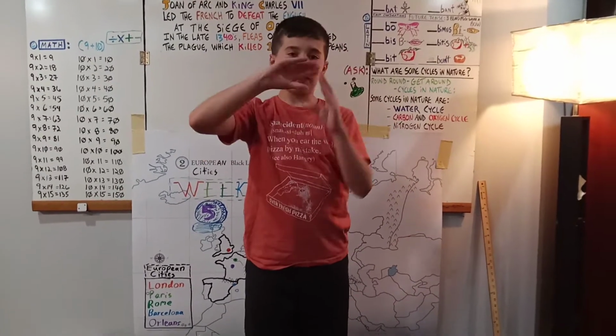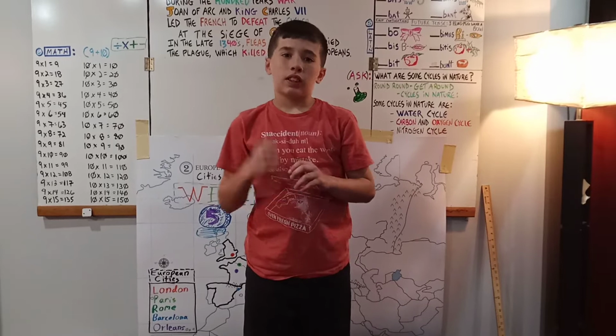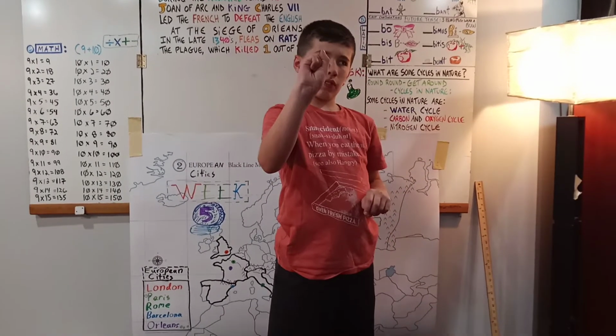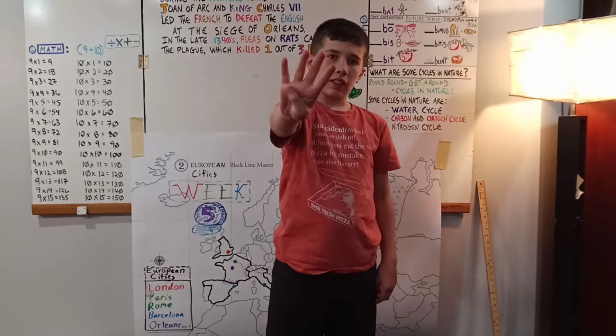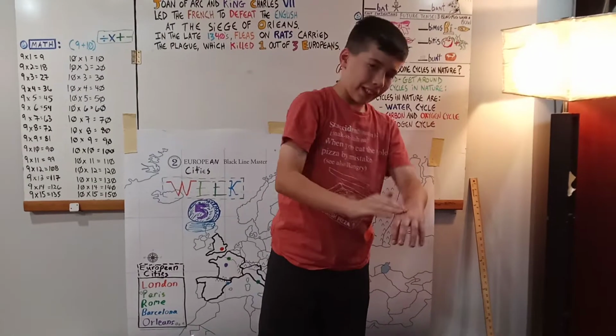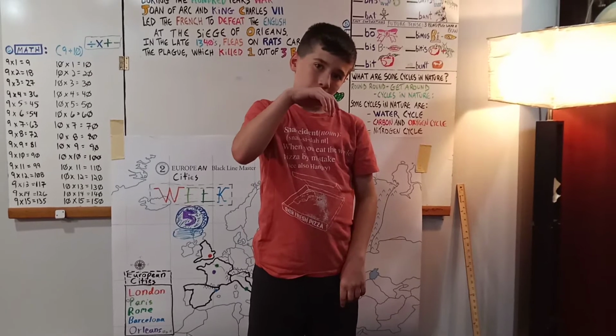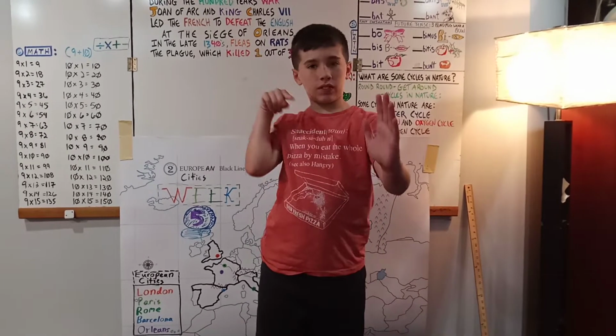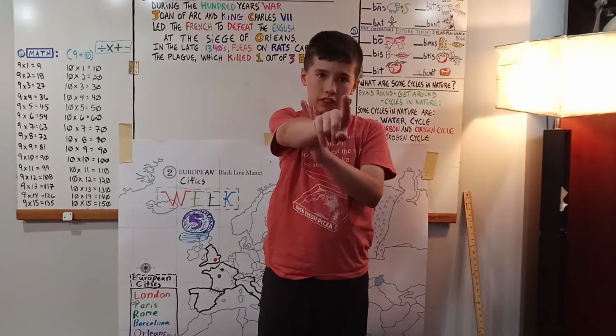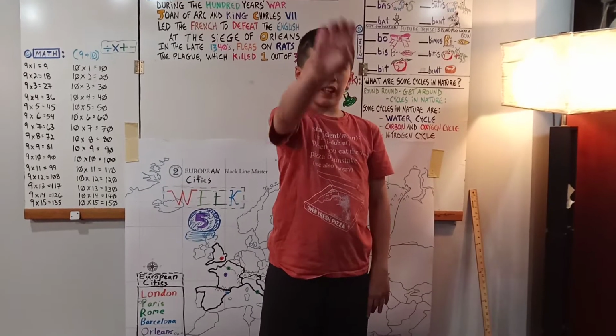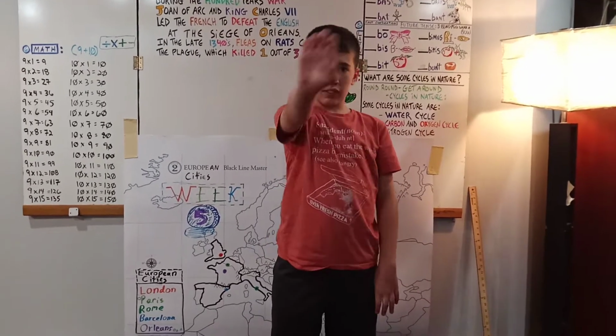Make a note. And then in the late 1340s, fleas, we spank the flea on our heads. Fleas on rats, we touch our nose. Fleas on rats carried the plague which killed. The sign for killed is that, and we're going to turn into 1 out of 3 Europeans.